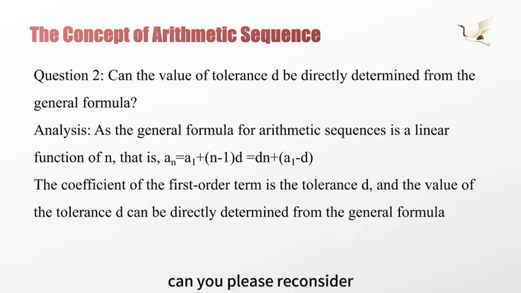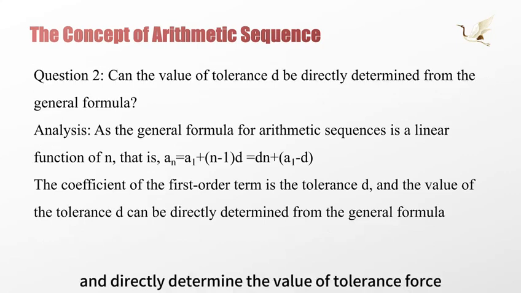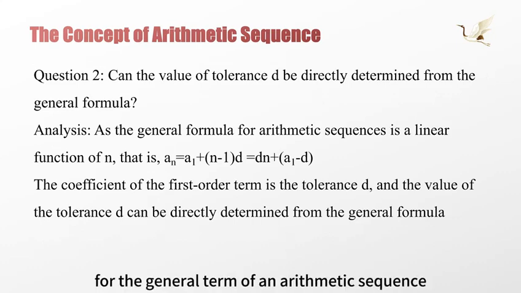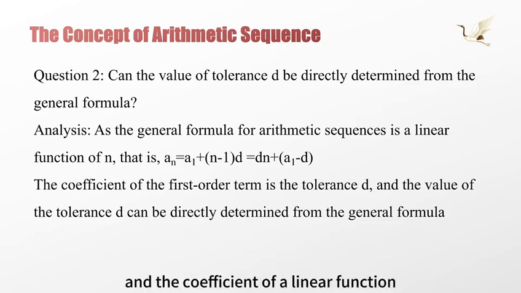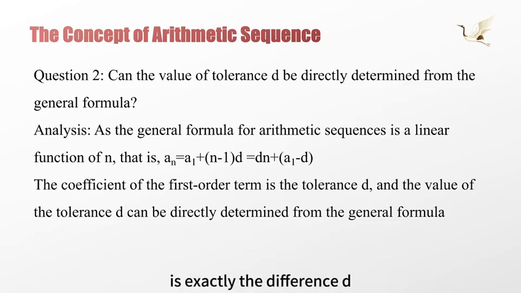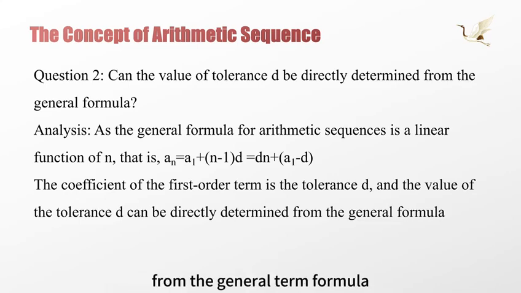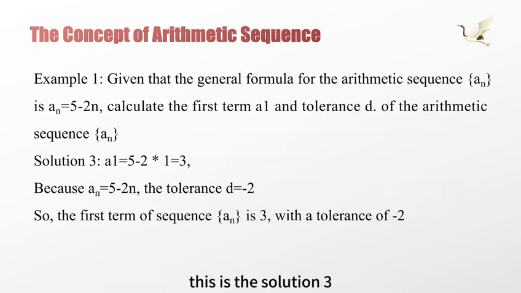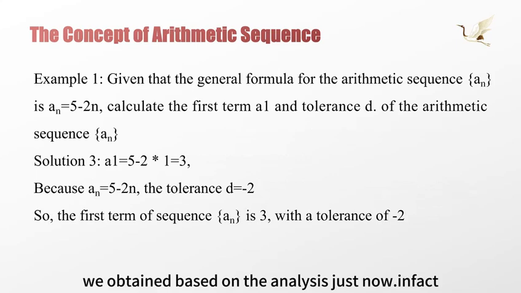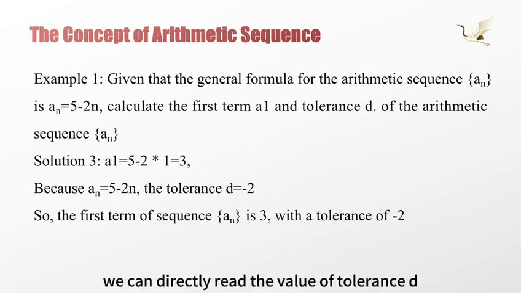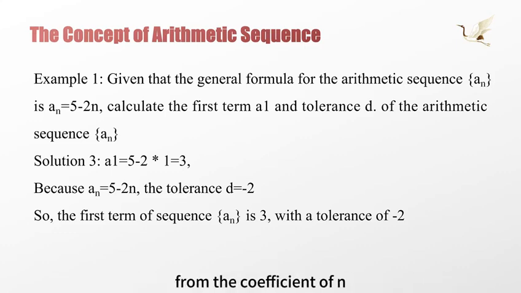Can you please reconsider and directly determine the value of the common difference from the general formula? Since we have just analyzed that the general term formula of an arithmetic sequence is a linear function of n, and the coefficient of the linear function is exactly the difference d, we can directly see the value of the common difference d from the general term formula. This is solution 3 based on the analysis just now. In fact, once we know the general term formula, we can directly read the value of d from the coefficient of n.